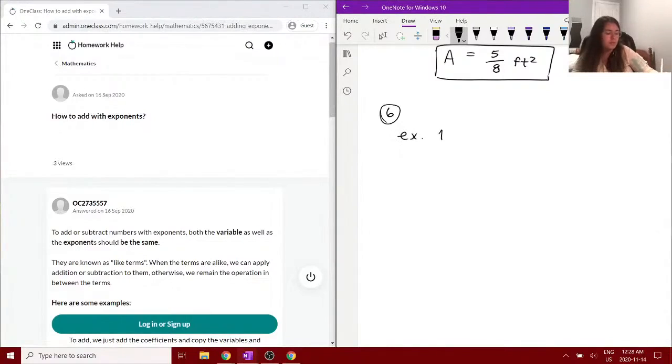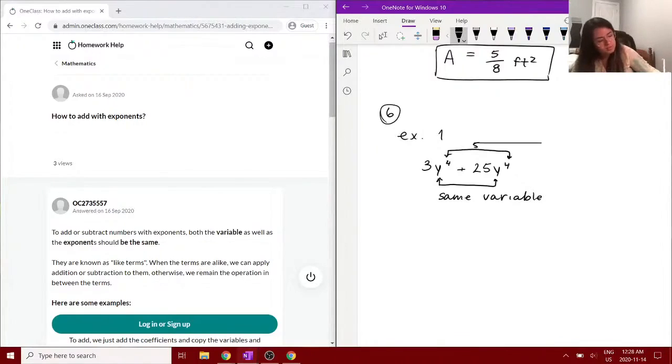Example number 1, we have 3y to the 4 plus 25y to the 4, okay? Looking at these variables, we have y and y, so we have the same variable, right? And we see that both have the same exponent. That just means the same value for the exponent, okay?